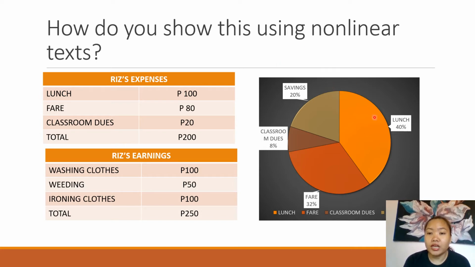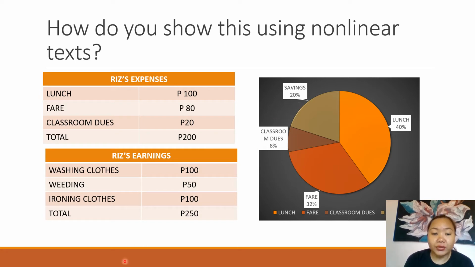So what did I do? To get the percentage for lunch, I divided 100 by 250, this is her total earnings, times 100, and I get 40%. Same with classroom dues: 20 divided by 250 times 100, I get 8%. 80 for her fare, 80 divided by 250 times 100, I get 32%. And then, of course, her savings is 50 divided by 250, I get 20%.